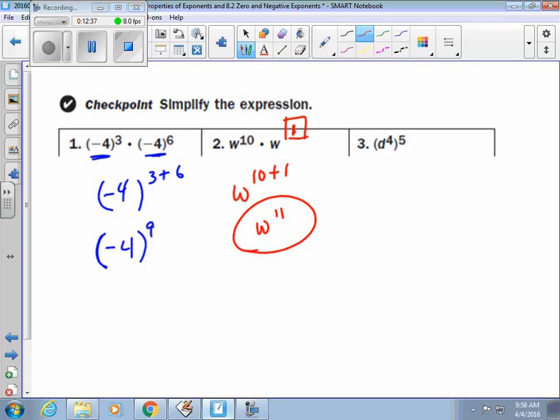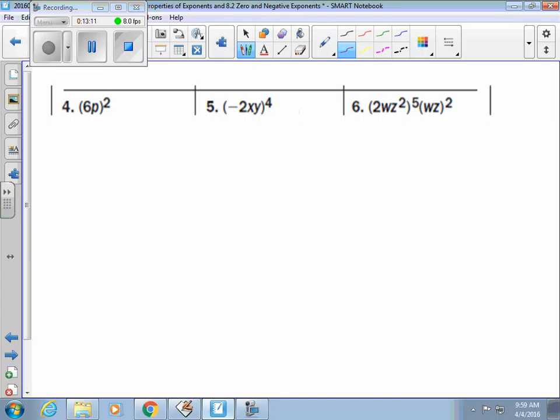And then number 3 says d to the 4th to the 5th. You have a power to a power. Now we're not adding the exponents. Now, power to a power means to multiply: d to the 4 times 5, or d to the 20th. Again, what students will do where they'll make mistakes with this is they'll mix up adding them and multiplying them. Notice the difference between what's happening in numbers 1 and 2 and what's happening in number 3. We added 1 and 2. We multiplied number 3.